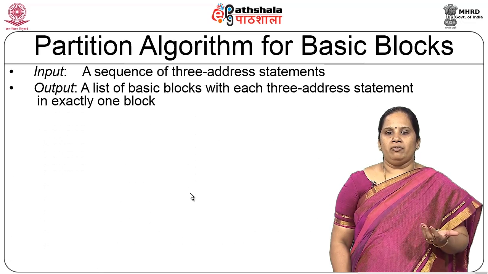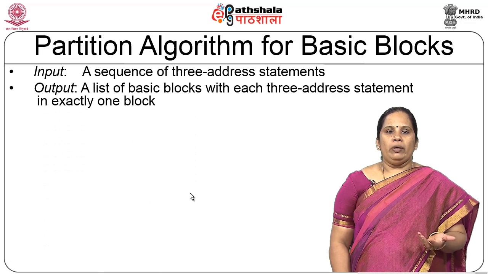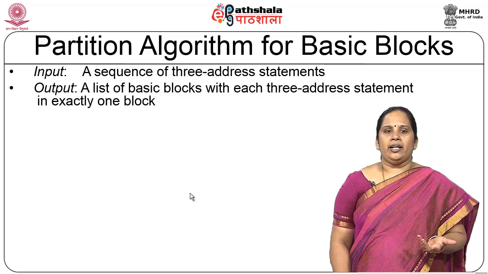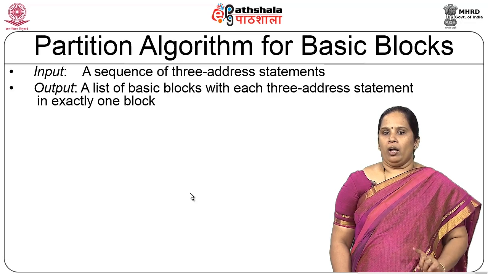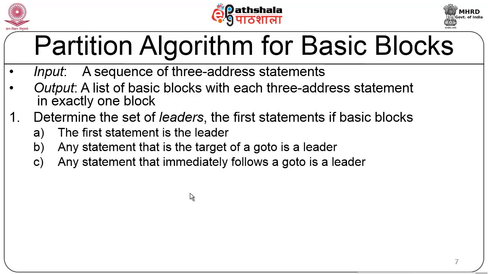The input will be a sequence of 3 address statements, and the output will be a list of basic blocks with each 3 address statement in exactly one block. Determine the set of basic block leaders. The first statement is a leader, any statement that is the target of a goto is a leader, and a statement that is immediately following a goto is also a leader. Now you identify the first set of leaders here.